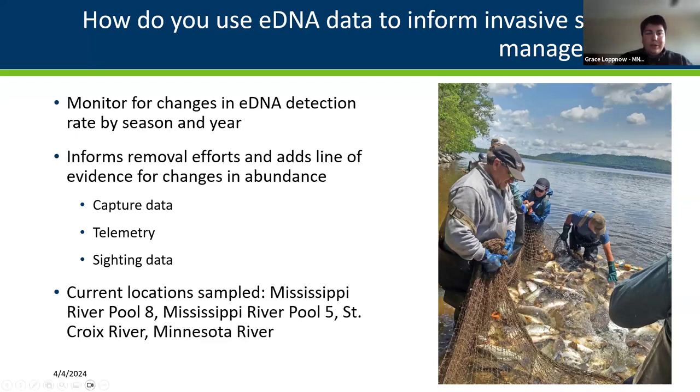We're currently sampling locations in Mississippi River Pool 8, which has been a large portion of the invasive carp captured to date. Pool 5 as well as Pool 5A. Those are locations surrounding Lock and Dam 5, which is a major barrier to fish movement in our state. We also have Fish and Wildlife Service sample the St. Croix River and the Minnesota River to help us see if abundance might be increasing or decreasing in these areas that are sort of at the extent of where invasive carp can move in the state. Next slide, please.